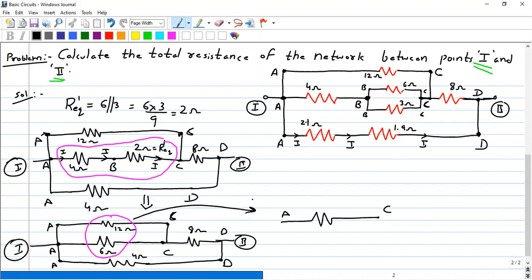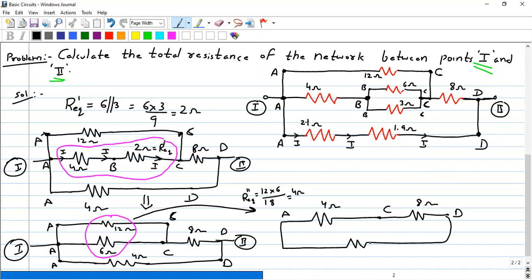So this single resistance will come out from point A up to C. And for the parallel combination, R equivalent double dash equals 12 into 6 by 12 plus 6, which is 18. So 6 threes are 18, this is 4 ohms. How did I get this 4 ohms? The parallel combination of 12 and 6, between points A and C. Again, from point C, you have one more resistance, 8 ohms, going up to point D. And between A and D, you have the bottom resistance of 4 ohms. This is terminal 1, and this is terminal 2.